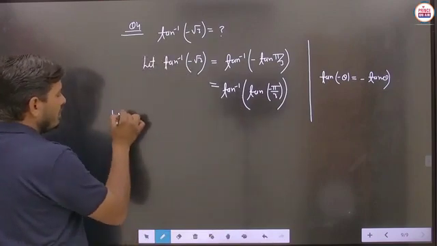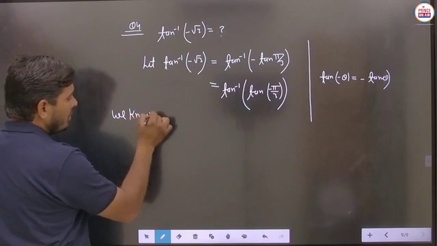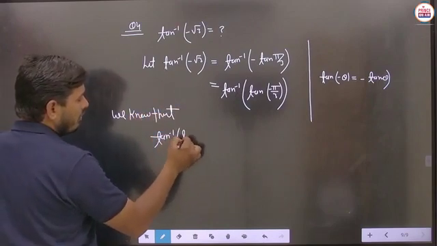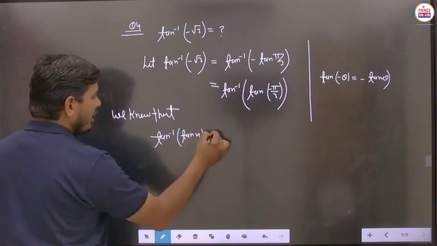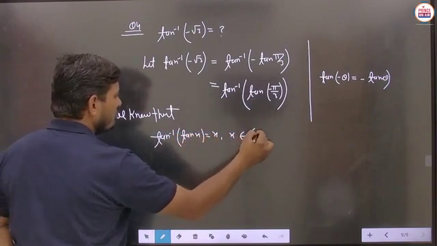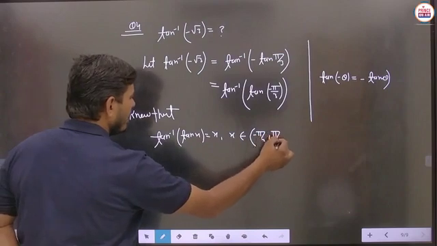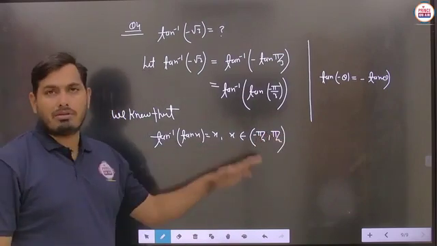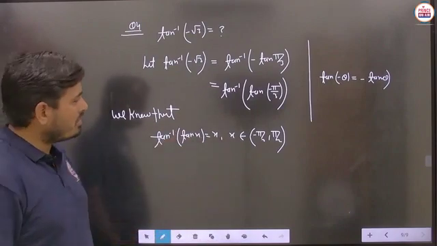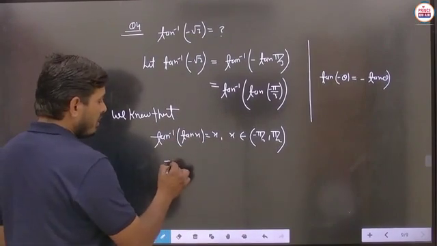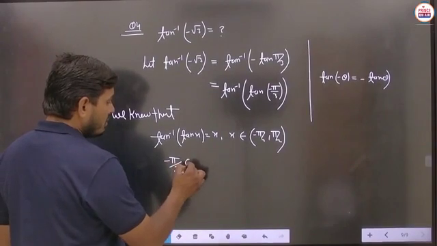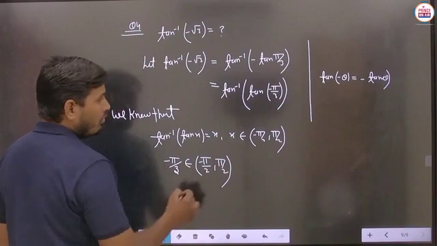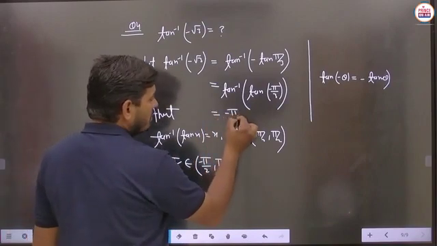So for this part, again we have to mention the property. We know that tan inverse of tan x will be x if x belongs to the open interval minus pi by 2 to plus pi by 2, because these properties are to be used somewhere to calculate the answer. So this minus pi by 3 belongs to the interval minus pi by 2 to plus pi by 2. So the answer can be written as minus pi by 3.